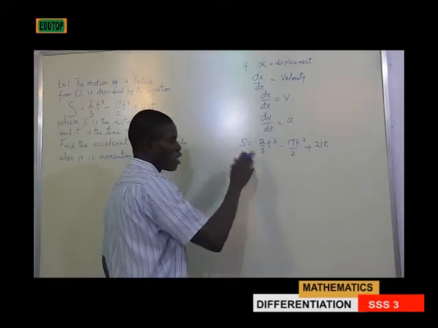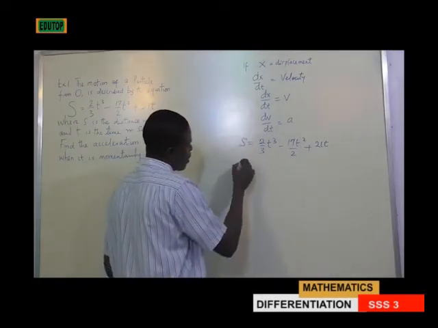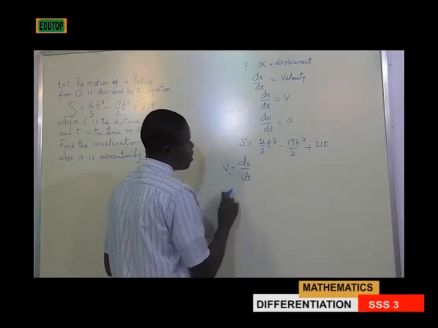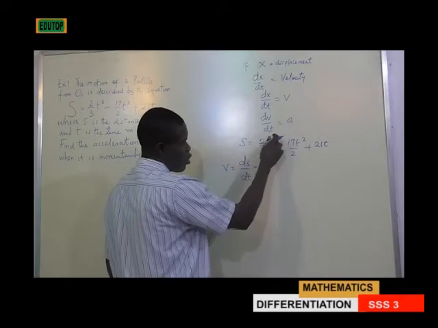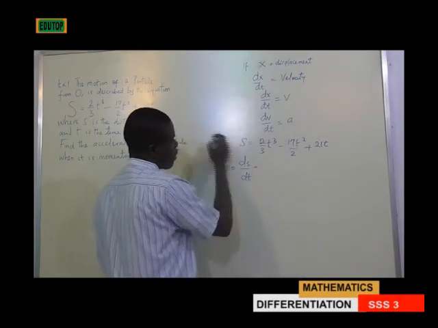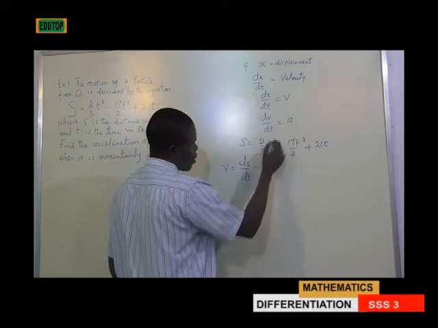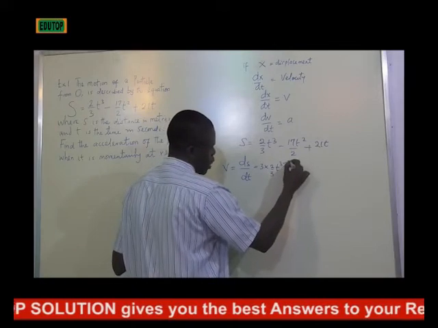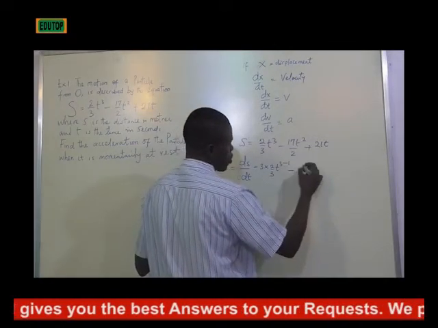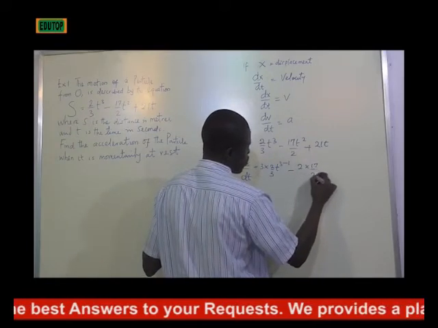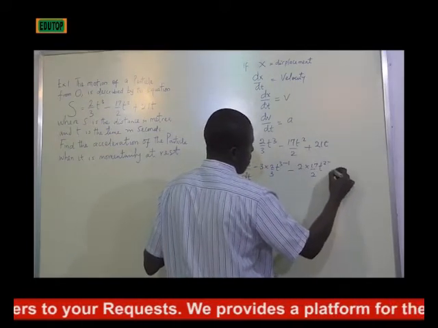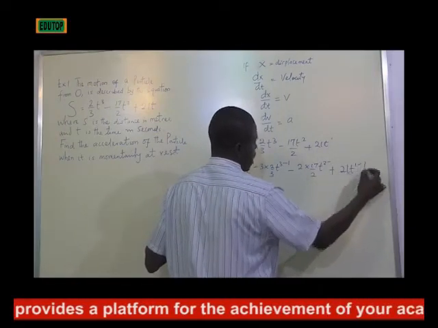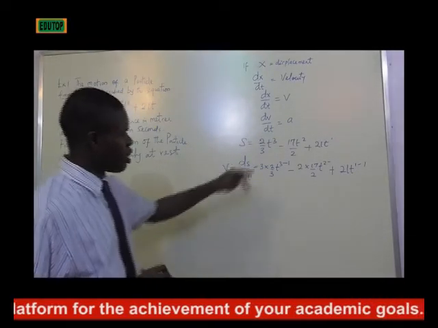If we differentiate distance with respect to time, we get our velocity. So if I say ds/dt, that will be my velocity. If you differentiate this, you bring the power down: 3 times 2/3, t raised to power 3 minus 1, minus 2 times 17/2, t to the power 2 minus 1, plus 1 times 21, t to the power 1 minus 1. So that is a simple way of differentiating what you have there.